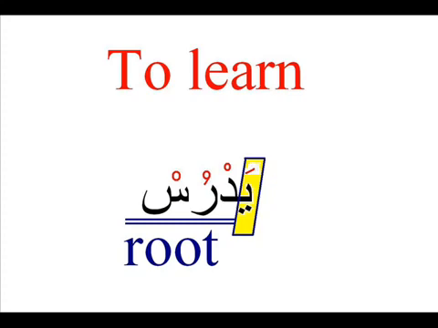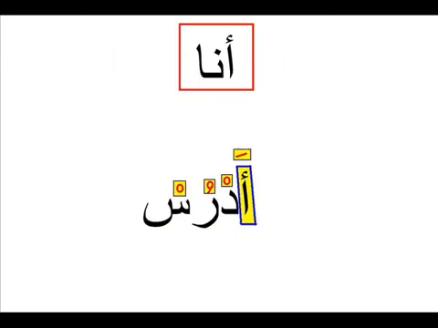And what you see in yellow is the mark of the conjugation at the third person of the singular, because in Arabic there is no infinitive. We use the verb at the third person of the singular to make the infinitive. So for ana, which means I, we will conjugate by adding the consonant marks.